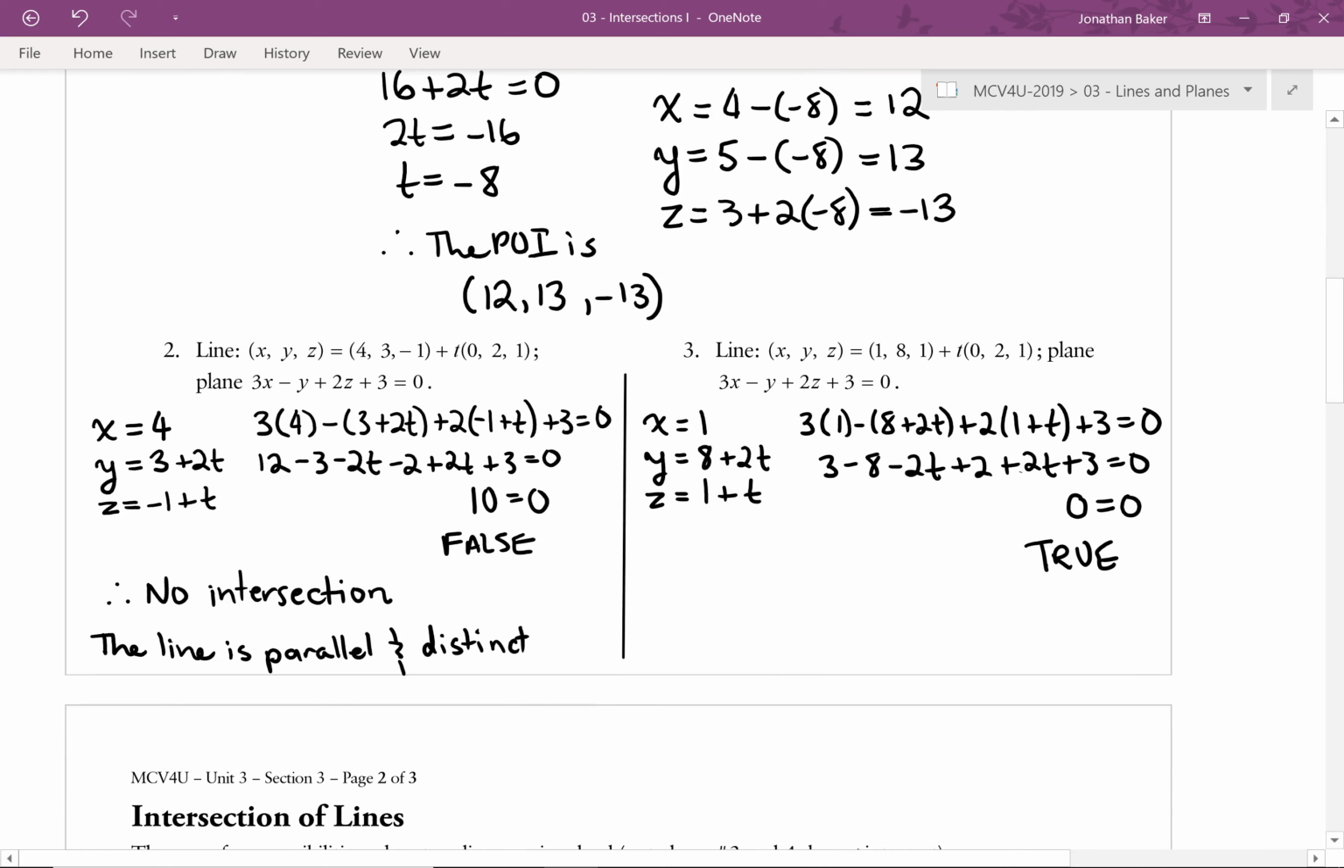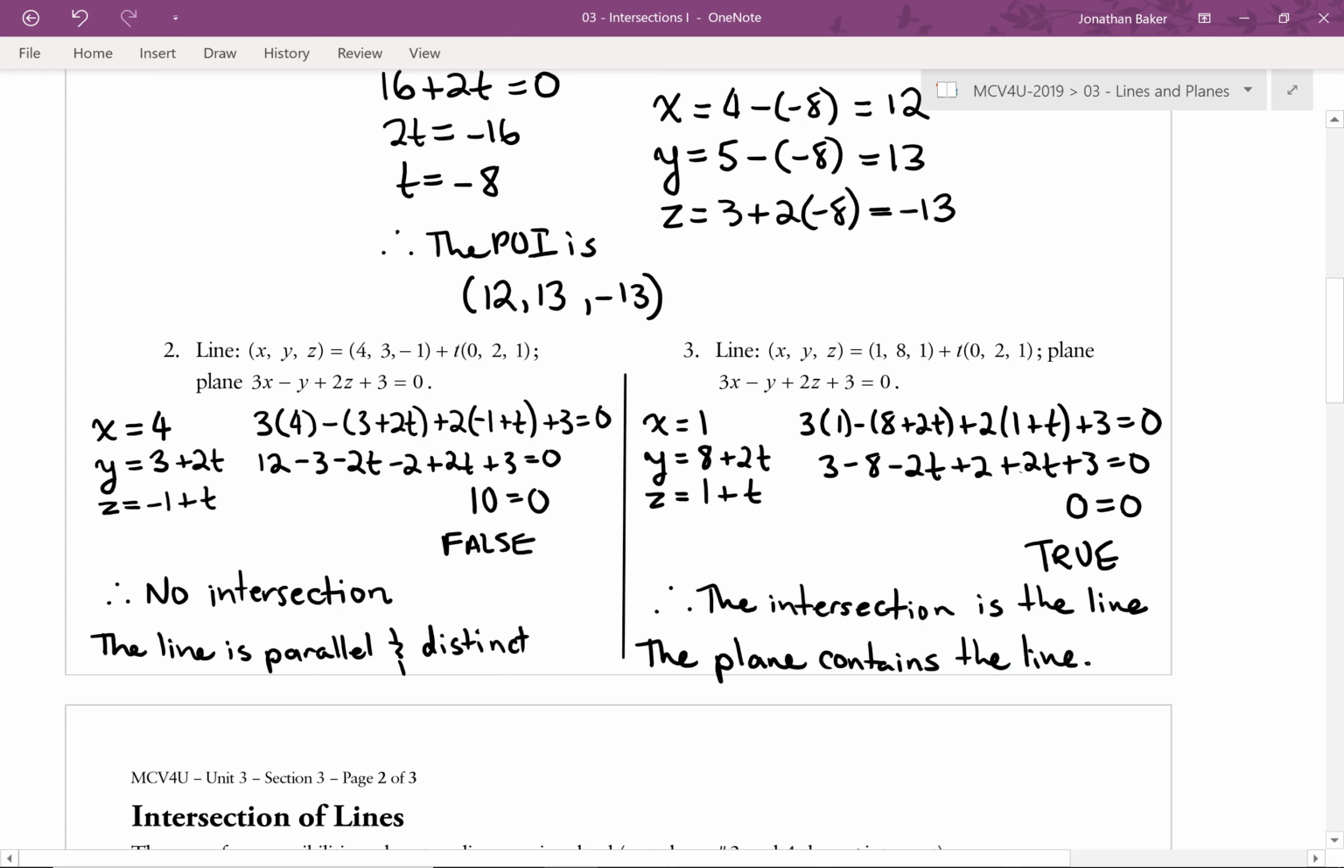And so we can say true, therefore, the intersection is the line. And the plane contains the line. And that's nice and specific.